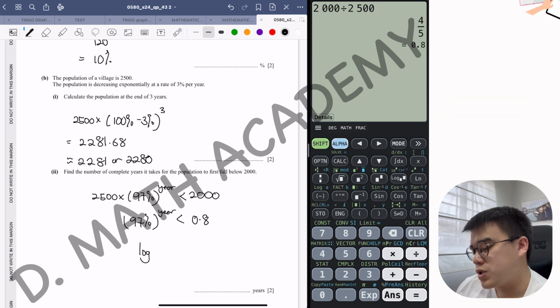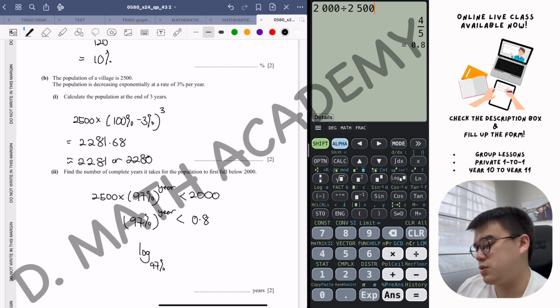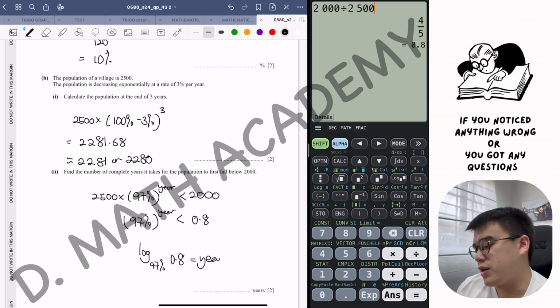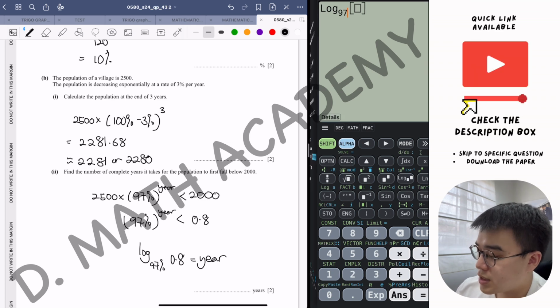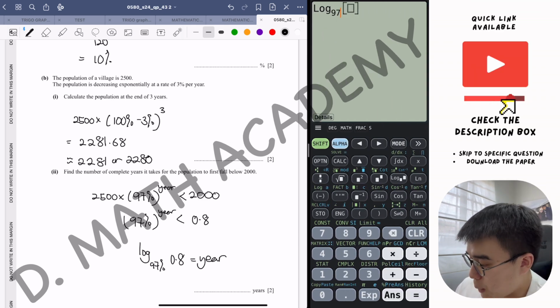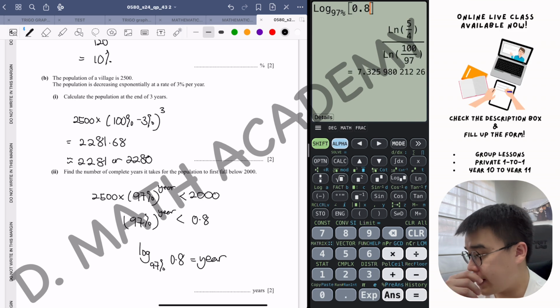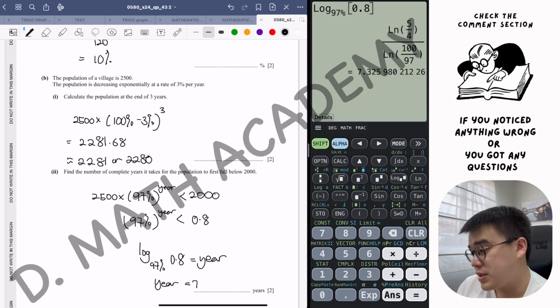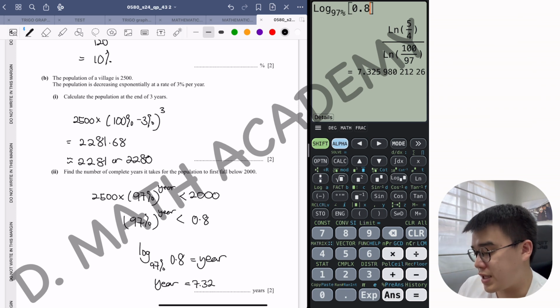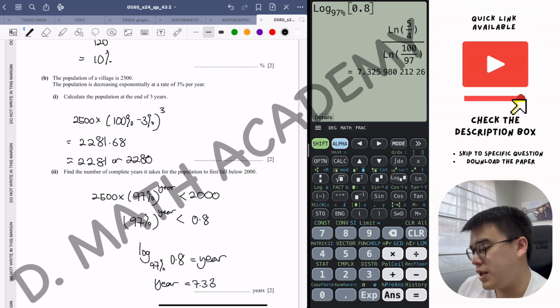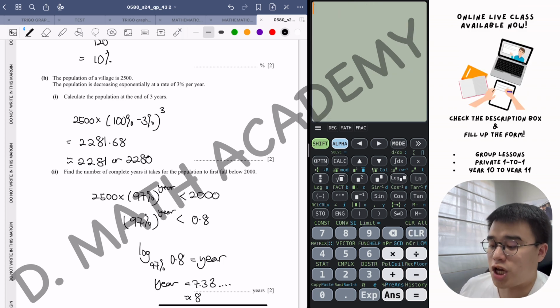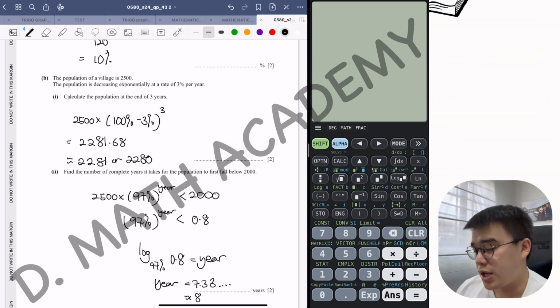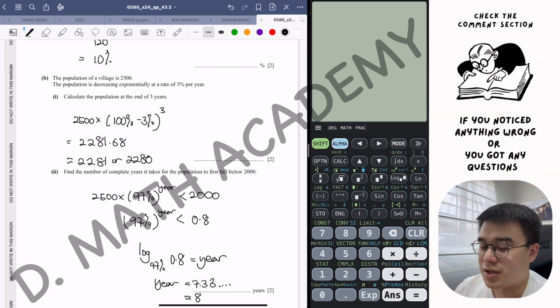But for those who learn additional maths, we will just put it in, finding the years like this, using log 97%. With the result of 0.8, you will get the year is about 7.32. Because they say it must be complete, I will be leaning towards 8 years. So let's check 8 years, and I will also calculate 7, to show you what if you rounded the number down instead.